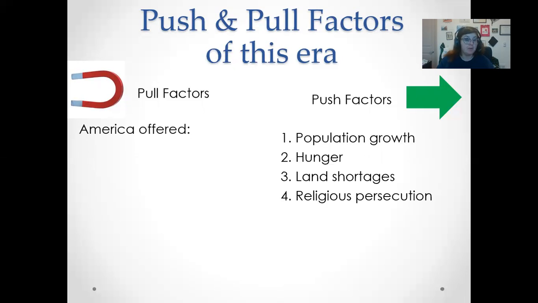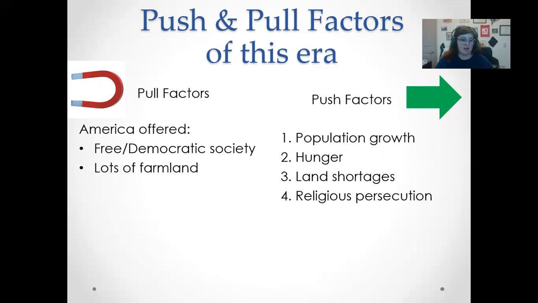Okay, so some pull factors, reasons why people were coming to America. So why out of all the places in the world were people coming to America? America offered a free and democratic society, one of a few at the time. Lots of farmland, right? America has this huge swath of farmland in the Midwest, in the middle of the country, and in the West Coast, where it's just empty. And by empty, we mean obviously indigenous people were living there, right? But it hadn't been apportioned out to white people yet. And so there was a lot of land available.